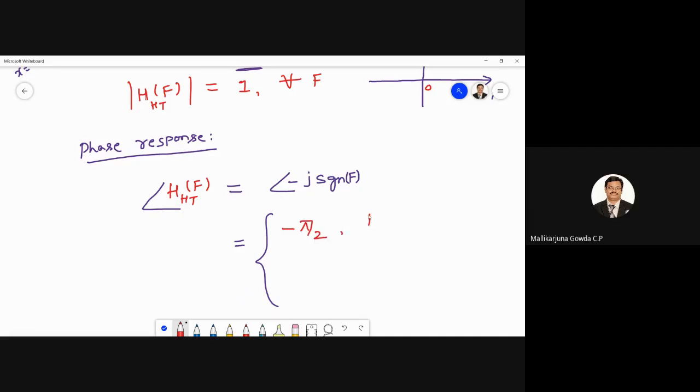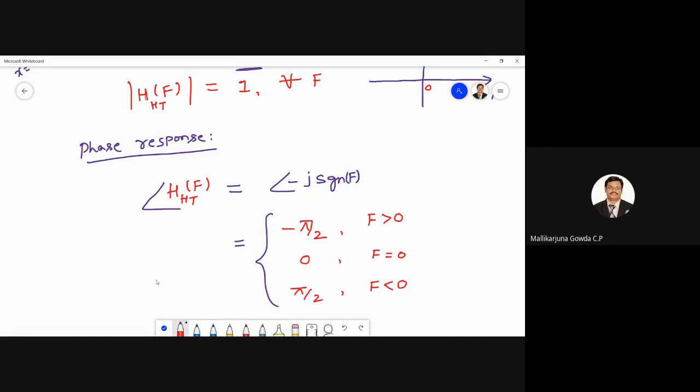For f greater than 0, and it will be 0 at f equal to 0. And it will be pi by 2 for f less than 0. So this is what the phase response of the Fourier transform of the impulse response of the Hilbert transform is.